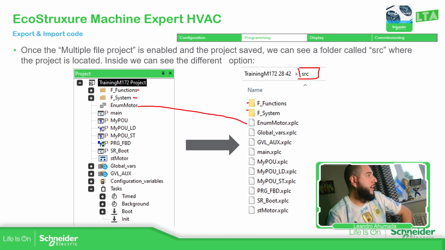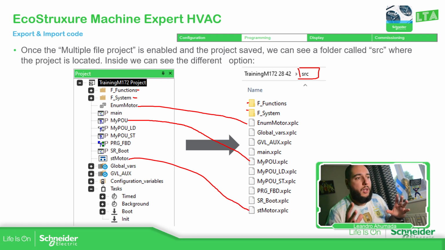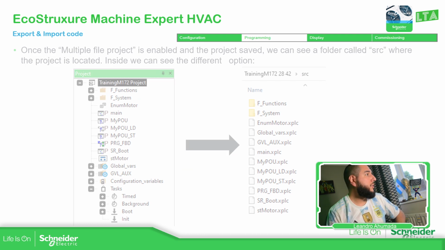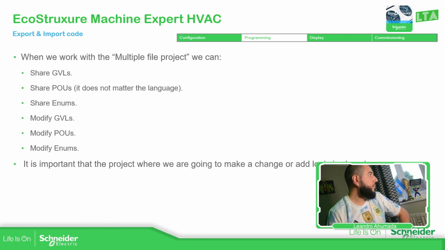Then you can see here I have the new motor, I have the POU over here, and I have ST motor over here. So it shares the configuration, the POUs, even if it's a program, function, or function block, you have it in there, also the GVLs, which is good. So you can have two projects and then just share the variables between them. So here's what we can share.